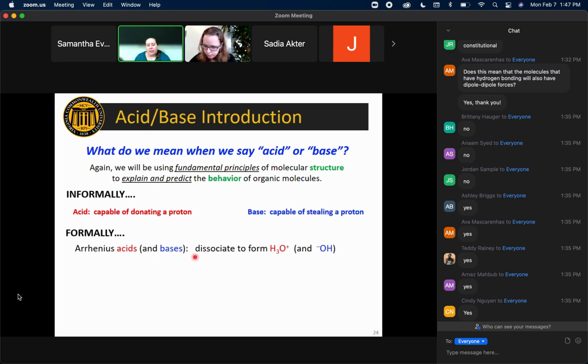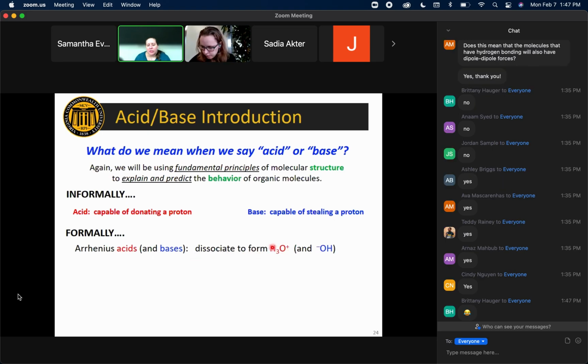This is going to be compounds that dissociate to form H3O+, or in the case of bases, OH-. These Arrhenius acids and bases are probably what you are most used to from general chemistry, because these are what connect really well with the pKa scale or the pH scale.